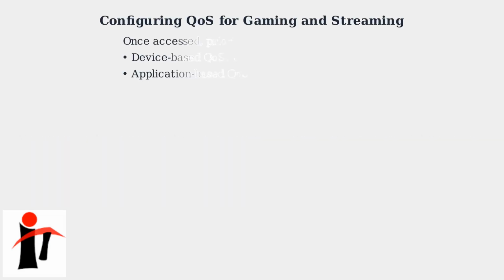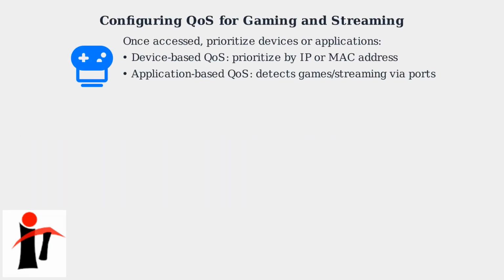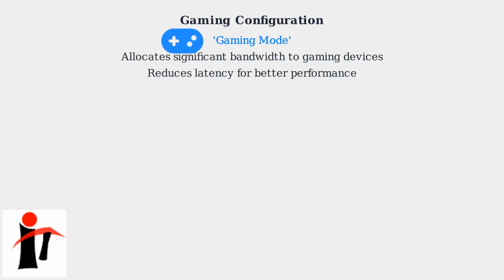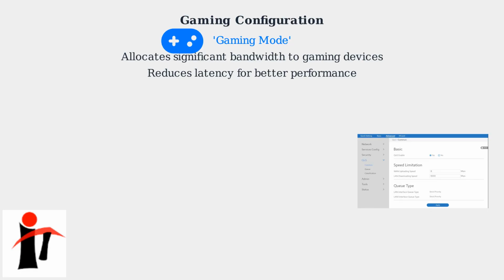Once you've accessed the QoS settings, you can prioritize devices or applications. Spectrum routers often support device-based QoS, where you prioritize by IP or MAC address, or application-based QoS, which detects games or streaming services via ports. For gaming, enable gaming mode to allocate a significant portion of bandwidth to gaming devices, reducing latency.